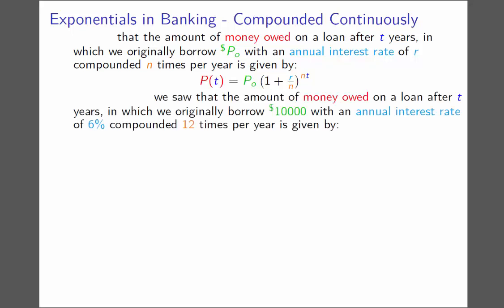In our first example, we saw that the amount of money owed on a loan after T years, in which we originally borrowed $10,000 with an annual interest rate of 6% compounded monthly, or 12 times per year, was given by the formula P of T equals 10,000 times (1 plus 6% over 12) to the 12T.